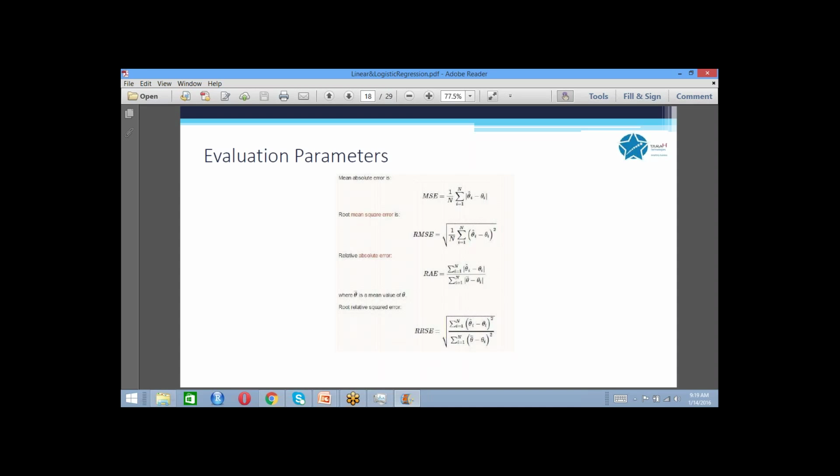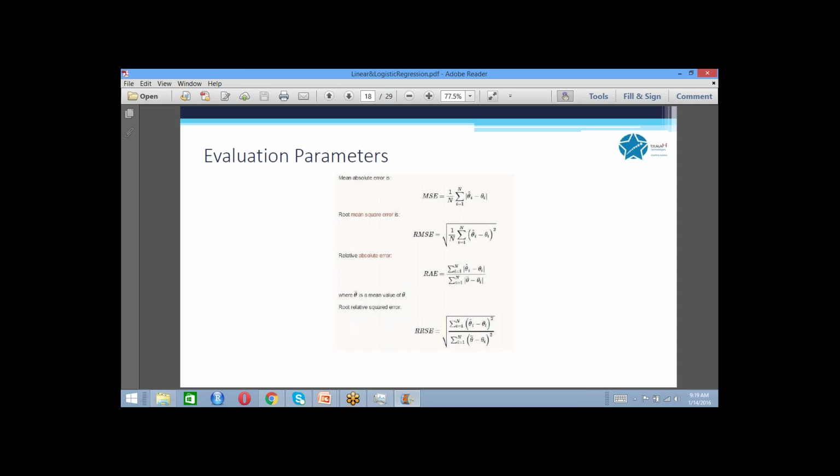Or you can do relative absolute error, which says that whatever was the net distance sum from the individual points, you divide by the sum of the distance from the average.